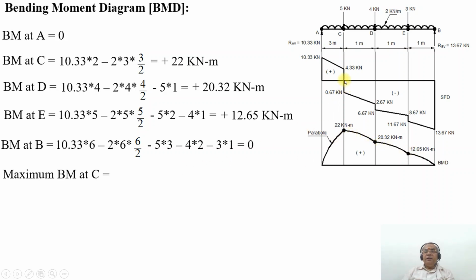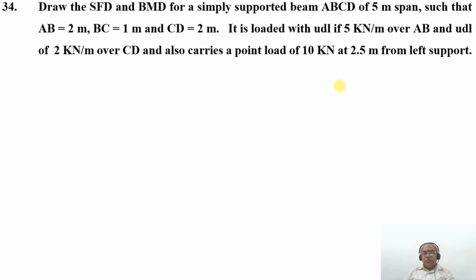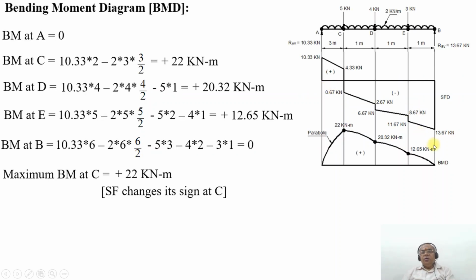So the maximum bending moment will occur at the point C, where the shear force changes its sign from positive to negative. So you will get plus 22 kilonewton meter, where SF changes its sign at C. So this is how you will be able to analyze and find out the support reactions and also the shear force diagram and the bending moment diagram for the simply supported beam with a set of point loads and uniformly distributed load over the entire span.